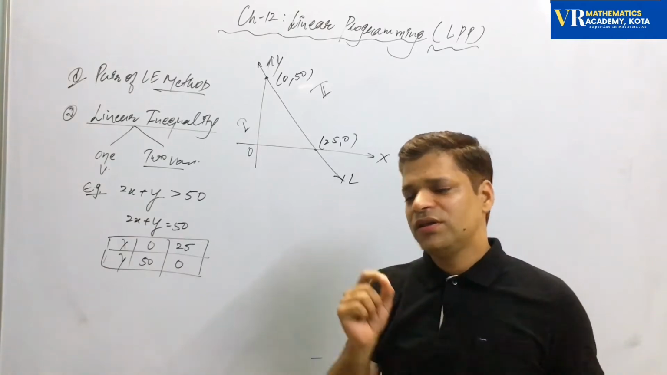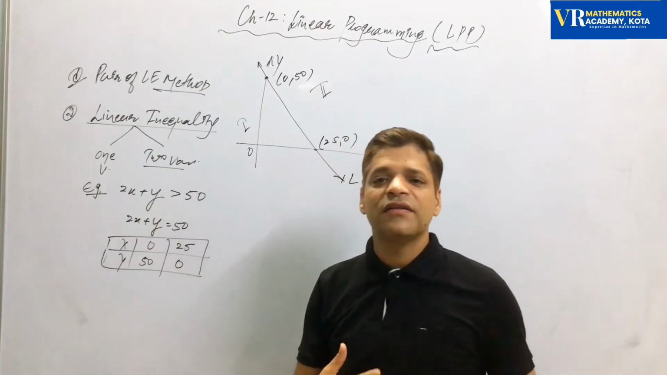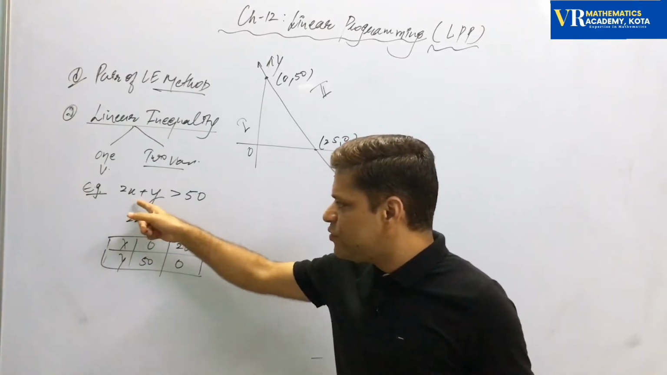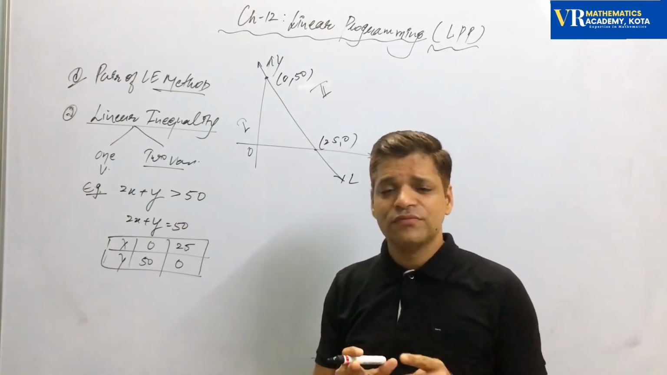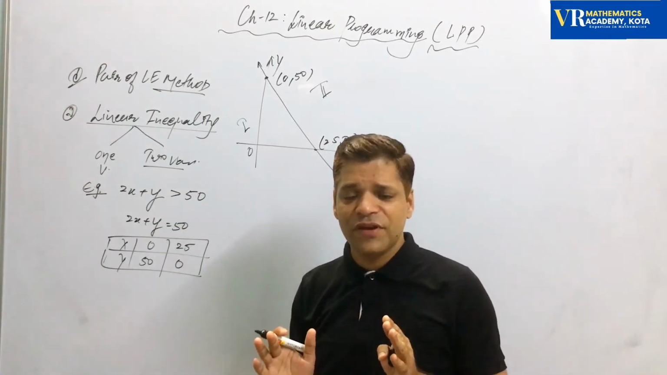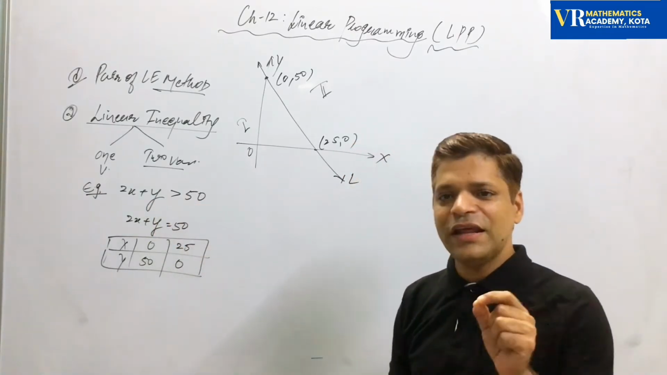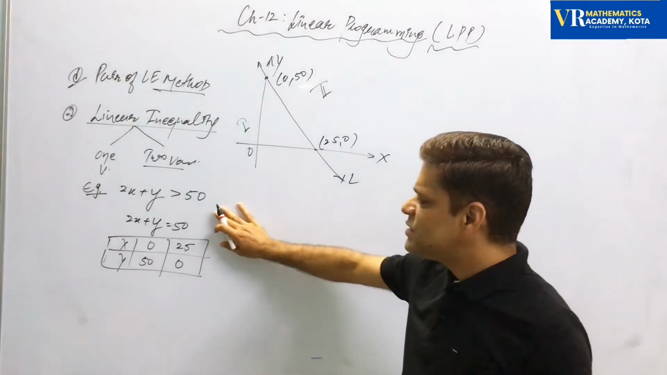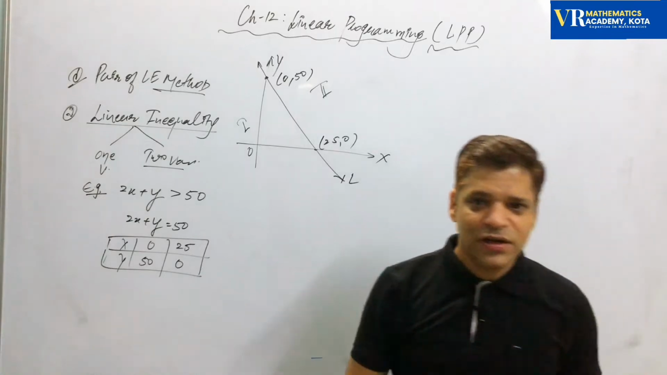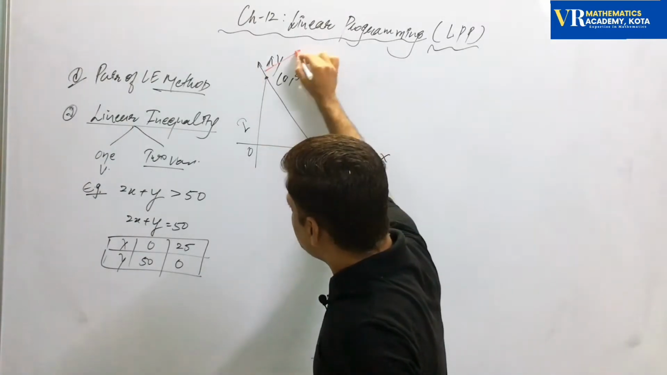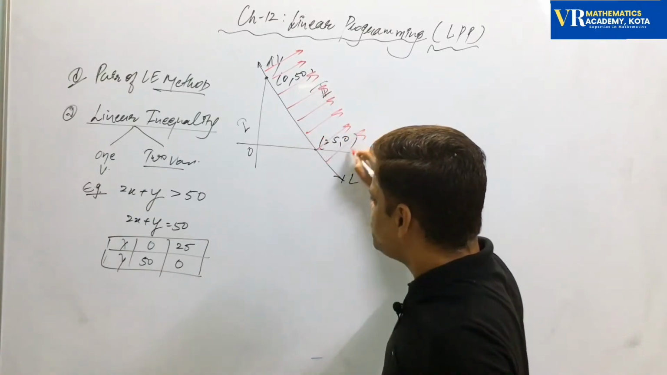When we put the point (0, 0) in the given inequality, we get 0 greater than 50, because 2 into 0 plus 0 is equal to 0. So 0 greater than 50, and we know that 0 is never greater than 50. So the point (0, 0) does not satisfy this linear inequality. That's why the region is not towards the origin; the region will be away from the origin. So the region of solution of this inequality will be away from the origin.